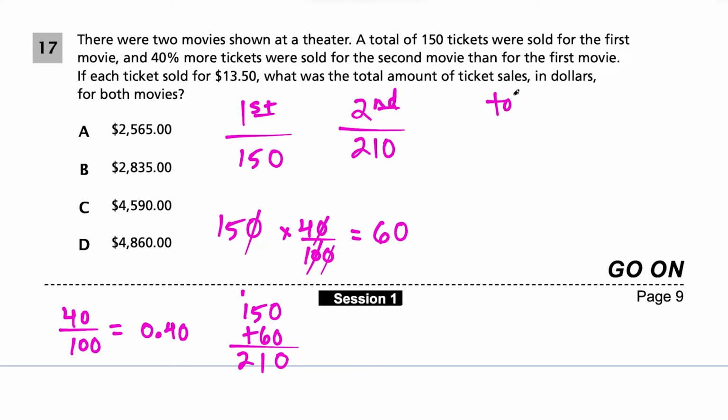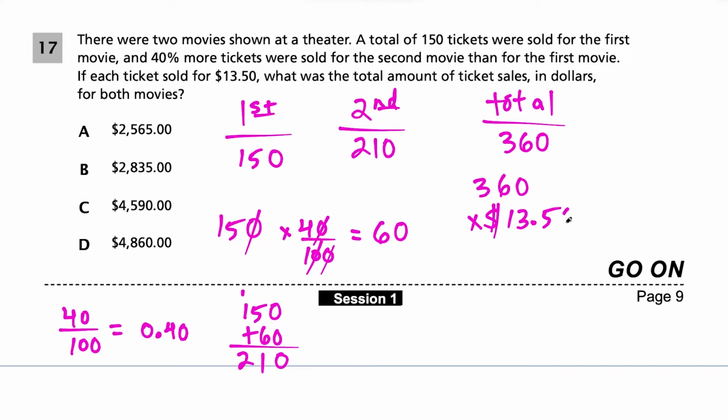So the total, we would add these values together. And let me make that a little bit neater. So the total, we would add together 210 plus 150. And if we add these values together here, we're going to get 360. Okay, so 360 tickets were sold in total. So then all I have to do is do 360 times $13.50.